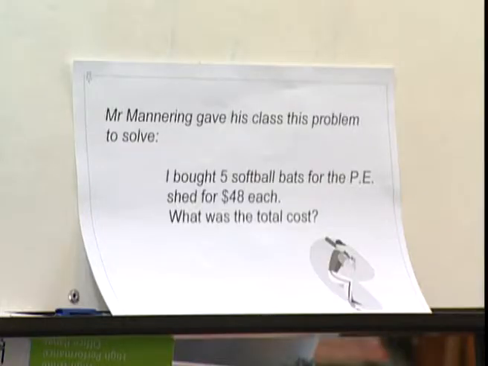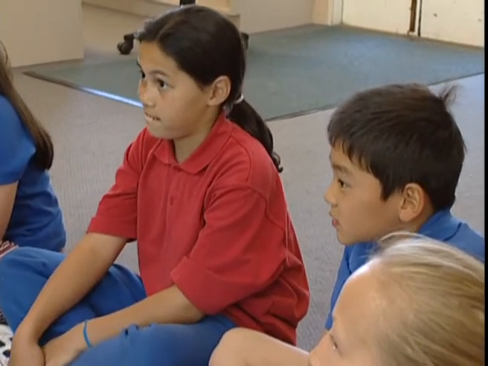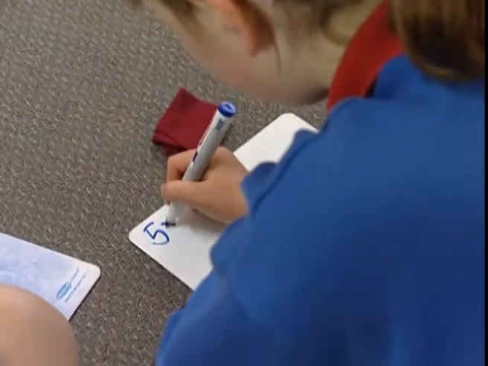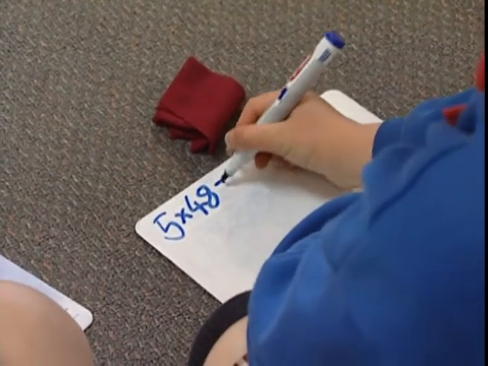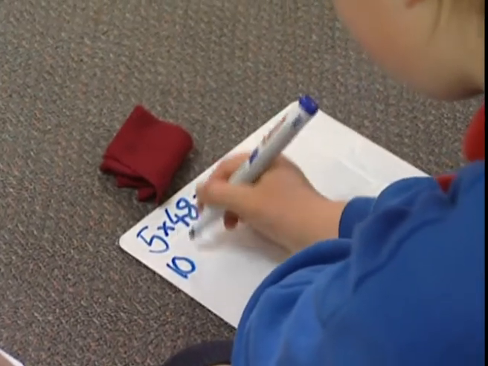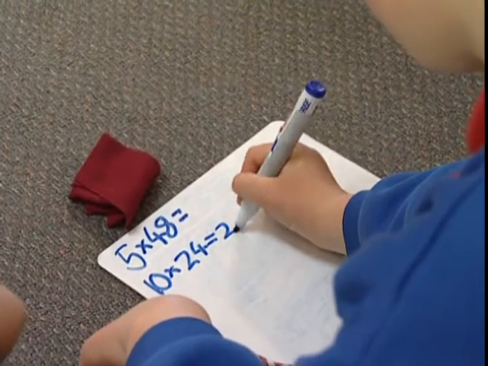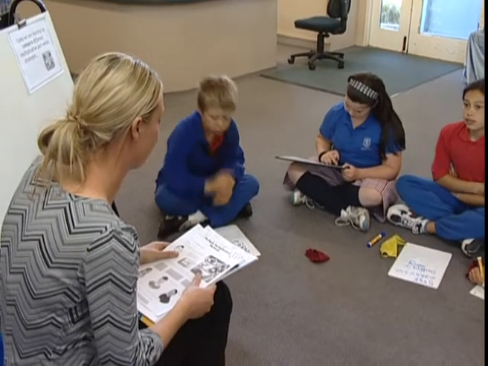Excellent. Mr. Maring gave his class this problem to solve. I bought 5 softball bats for the PE shed for $48 each. What was the total cost? Excellent. So everybody have a go at that problem for me now, please. Fantastic. I can see Molly's finished.